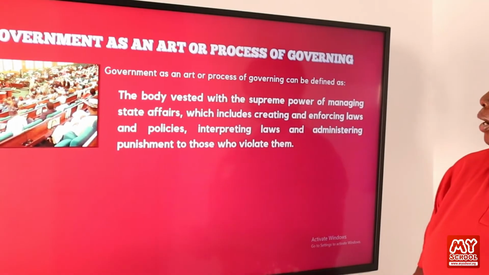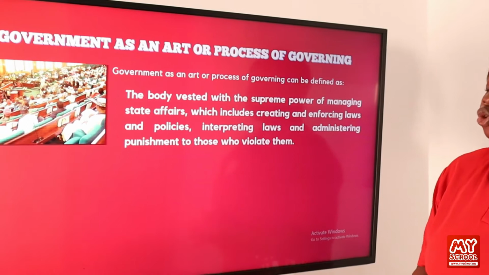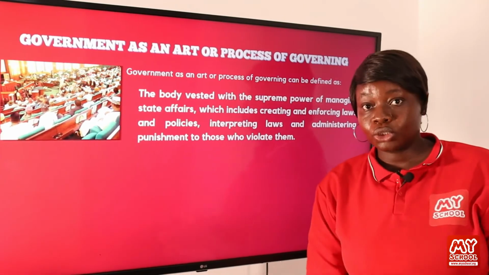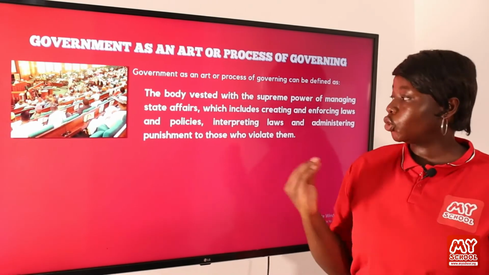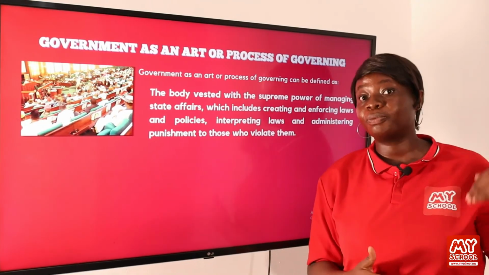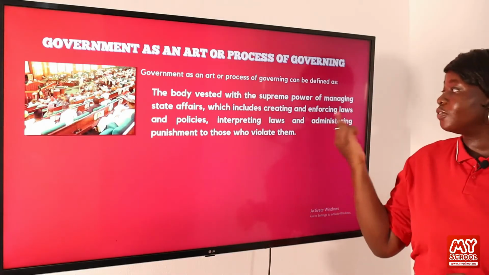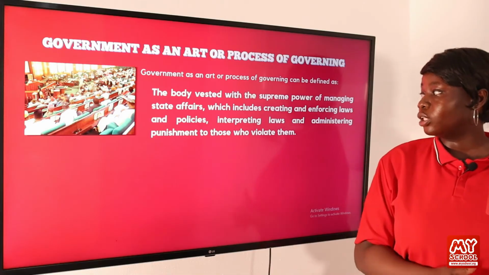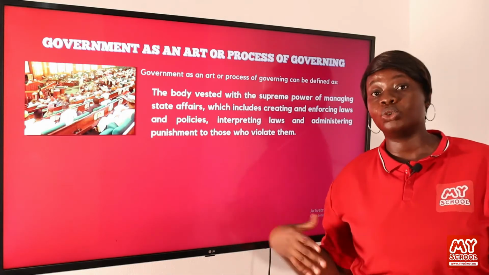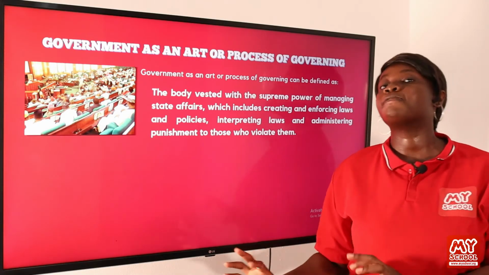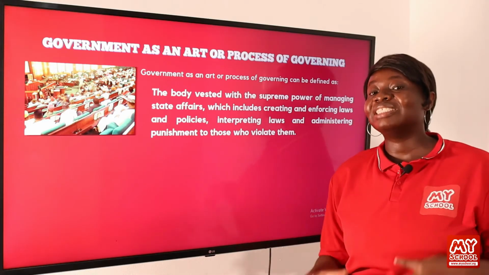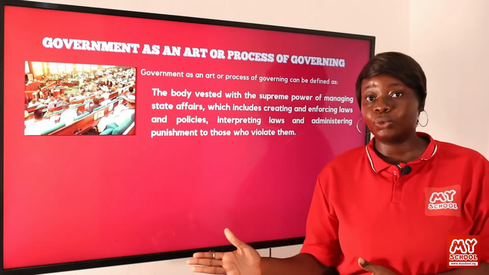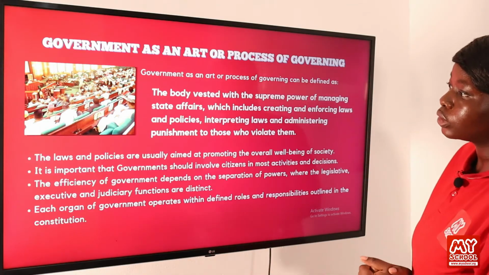So here we're talking about the body vested with the power to manage the state affairs, to create and enforce laws. Now we're talking about the function of the legislature and the executive. The legislature is responsible for creating laws. The executive is responsible for enforcing them. And then the judiciary is responsible for interpreting the laws and administering punishment to those who violate them. You can see now we're talking about the functions of government, those things that the government does in the society in order to make sure things run smoothly. So let's move on to the next thing.